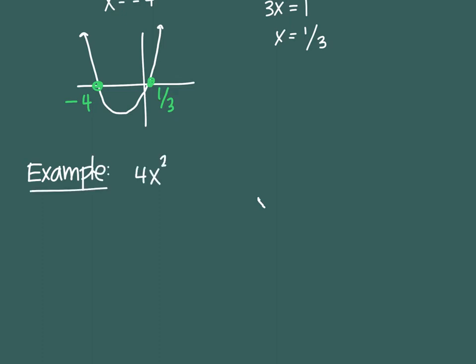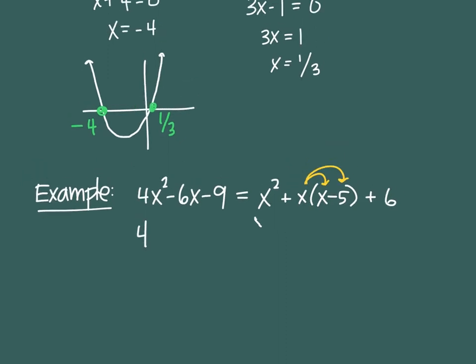All right, we're going to start with 4x squared minus 6x minus 9. That's going to be one side. Then it's going to be equal to x squared plus x times the quantity x minus 5 plus 6. So again, we're going to want to make sure that we've cleaned this up to the point where it's equal to 0, but my first step is to do what? Distribute. So when I distribute, then I'll be able to combine like terms. And so we're going to distribute, we get x squared minus 5x plus 6.